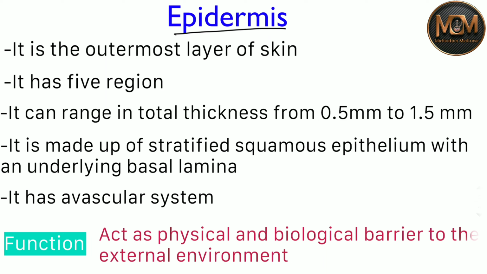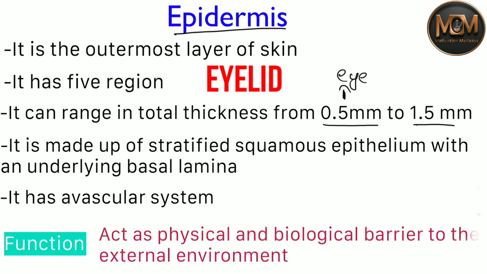It is the outermost layer of the skin, as I told you, and it has five regions. We'll discuss all the regions. It can range in total thickness from 0.5 to 1.5 mm. The 0.5 mm thickness is in the eyelid, and 1.5 mm is in the palm and sole as well.